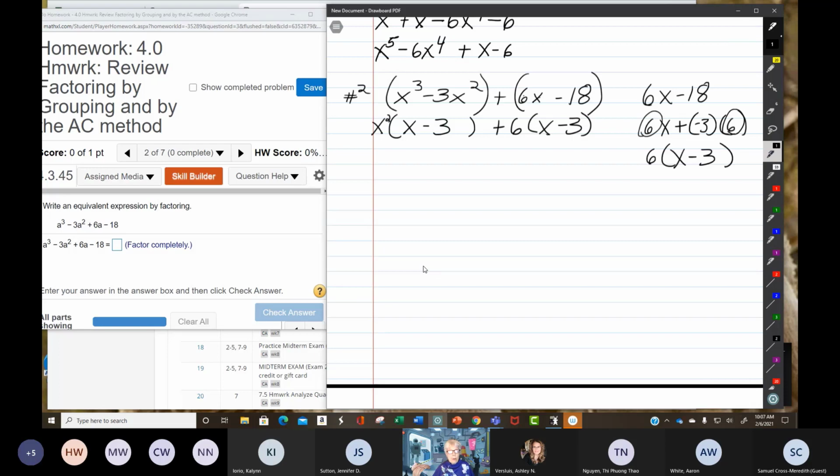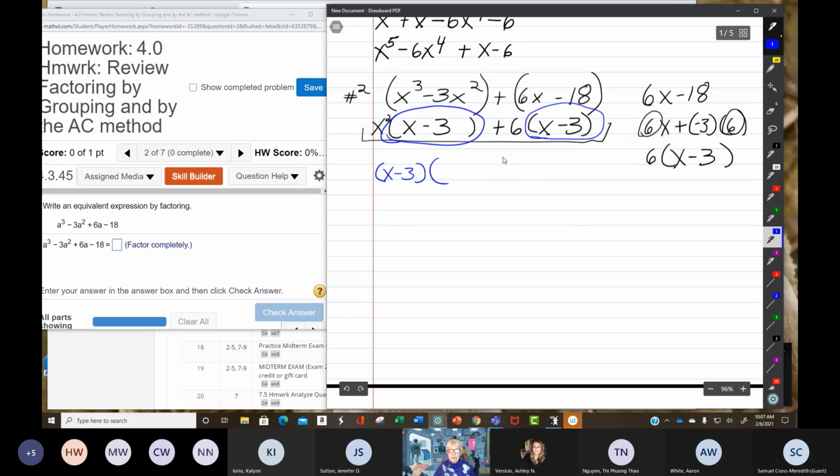All right, now, looking at the whole entire expression, I have an x minus 3 and an x minus 3. X minus 3 is the GCF. And what's left over is x squared plus 6. And then we check and make sure.